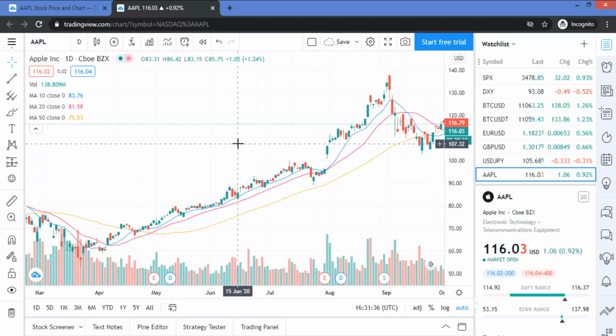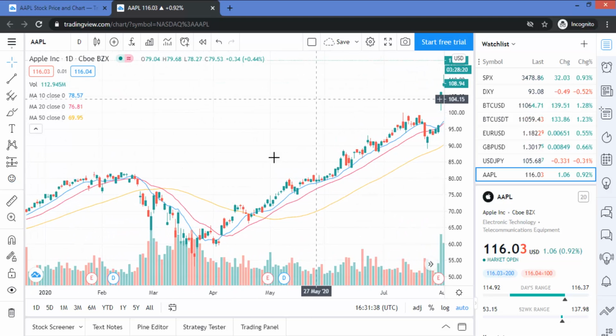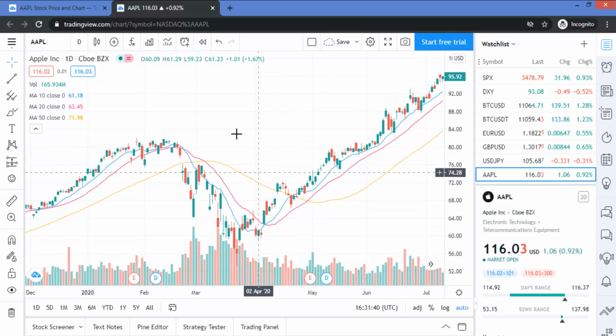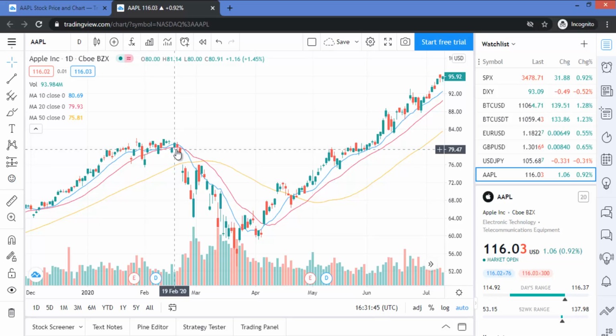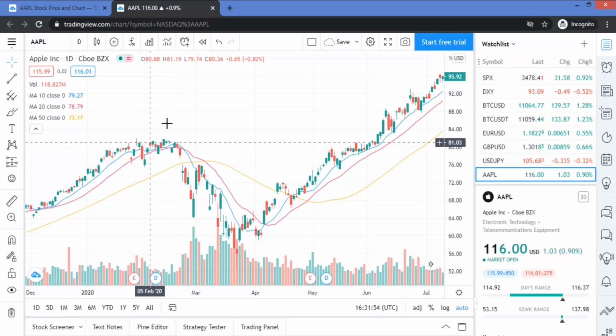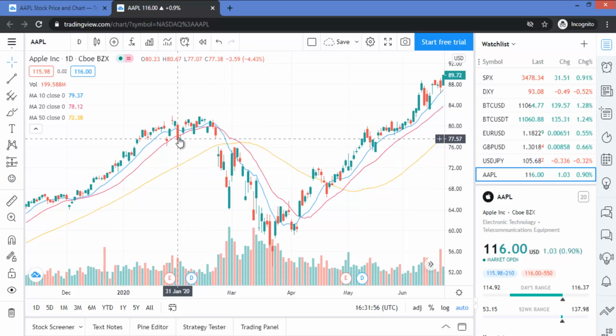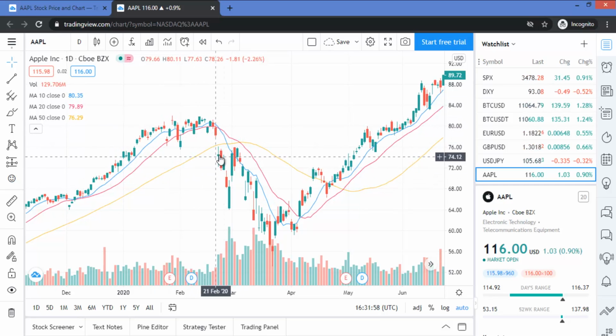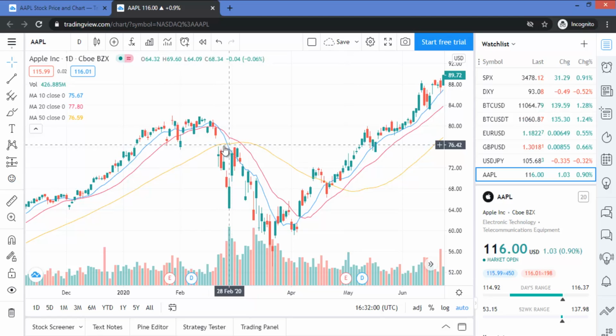So we have to look for crossovers. This is the daily chart of Apple. So always remember, as we studied in our theory, when a bigger moving average crosses a smaller moving average, it means the trend is going to the opposite side. So for example, we can see right over here our 50-day moving average, which is indicated by the yellow line, has crossed our 10-day moving average and also our 20-day moving average.